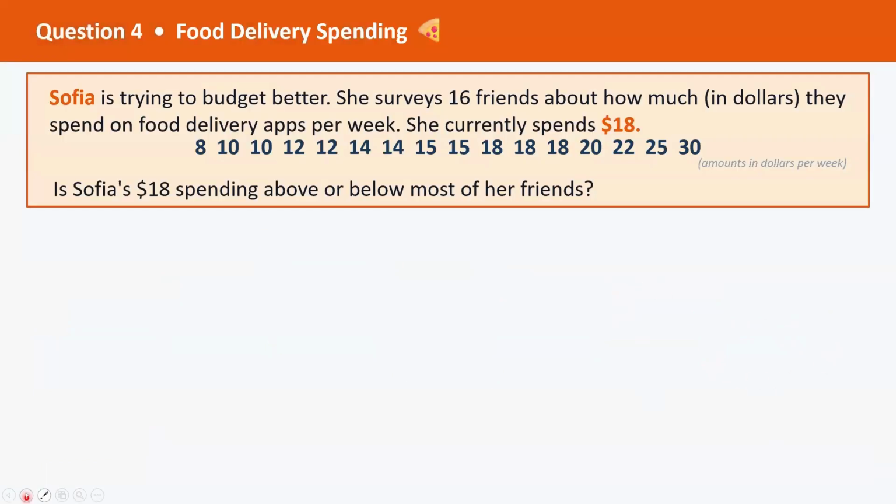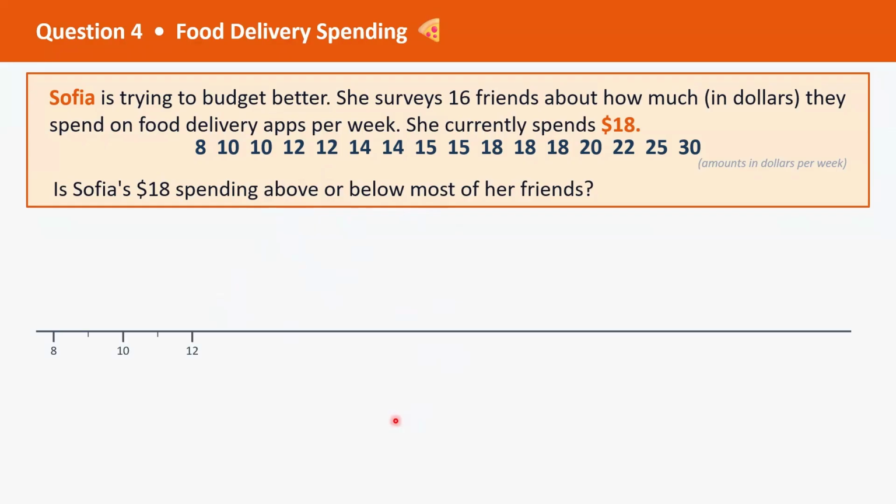Now let's look at money, something that matters in real life. Sophia spends $18 per week on food delivery and wants to know if that's too much. So to answer this question, let's again create the dot plot. So I start at 8 and go all the way to 30. Label this: this is weekly food delivery spending.